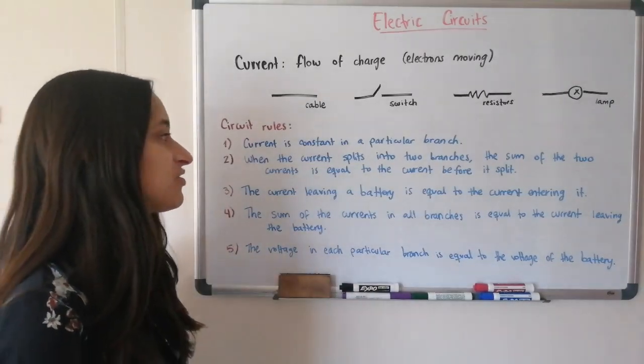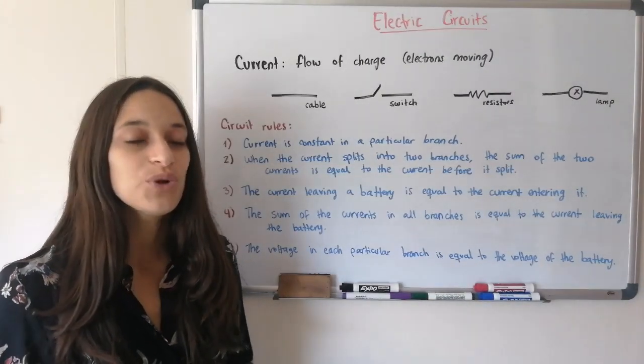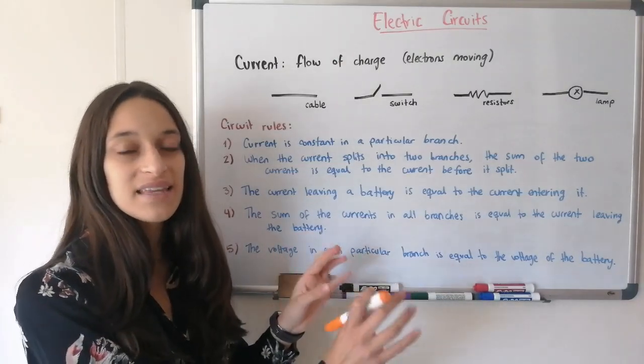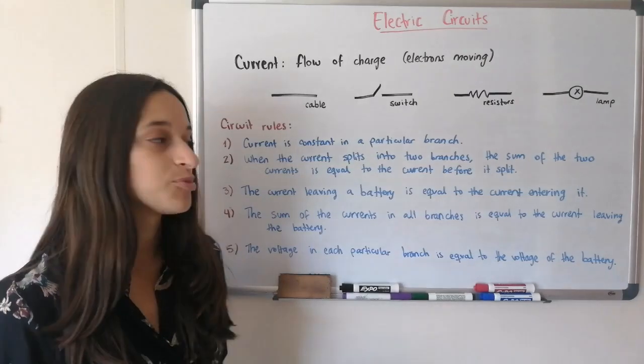So the first one is that the current is constant in a particular branch. So if you have some current at the beginning of the branch, it has to be the same as at the end of the branch. The current doesn't leave, it doesn't go anywhere in a branch.